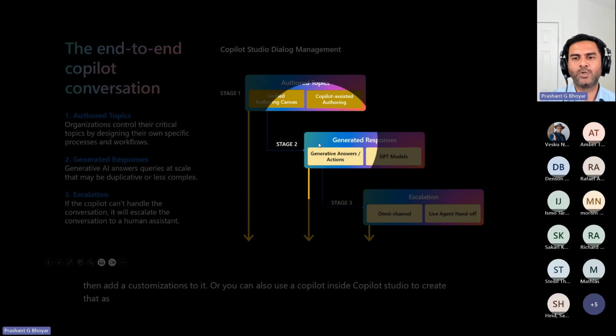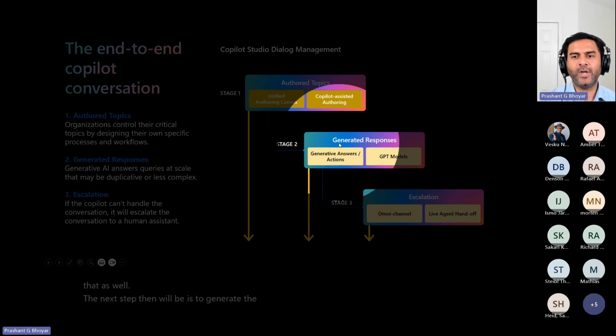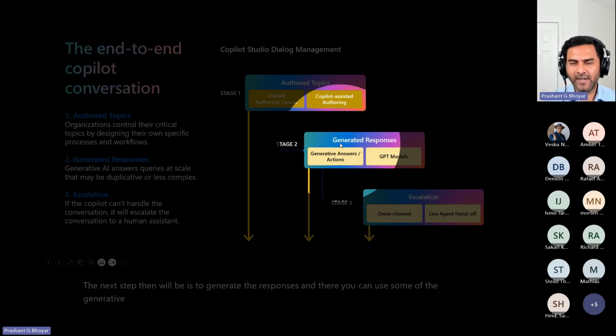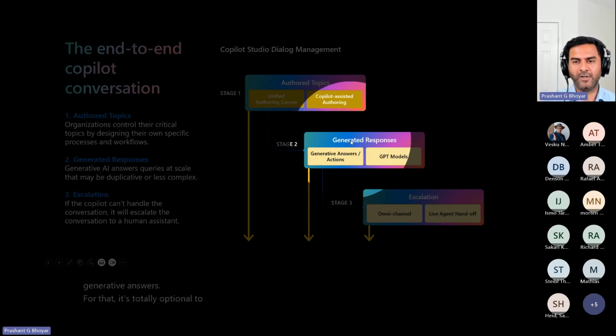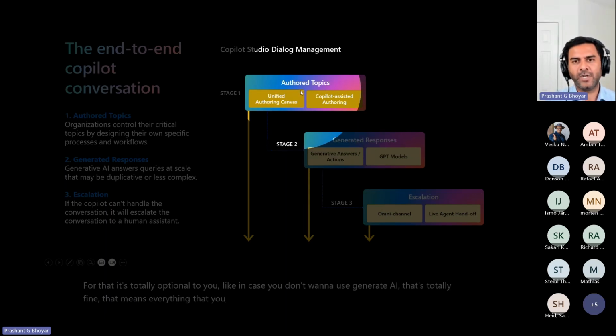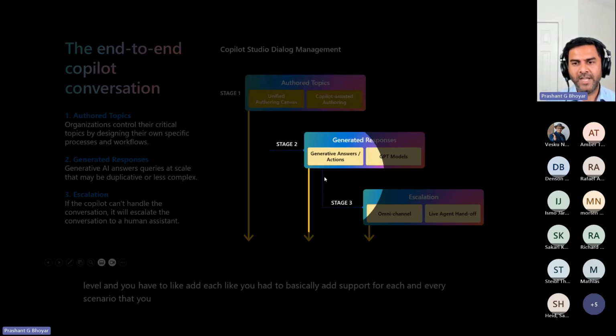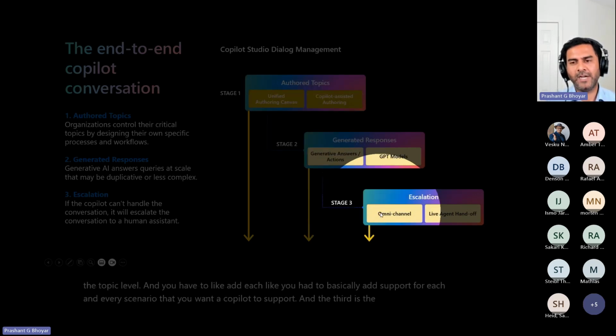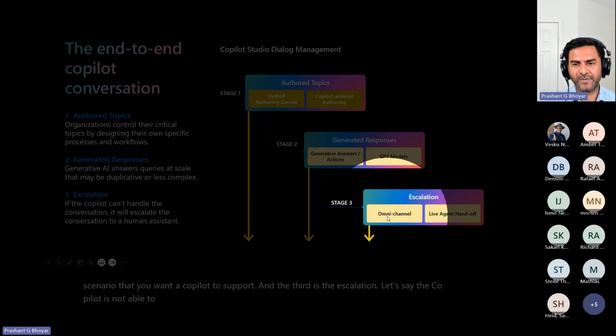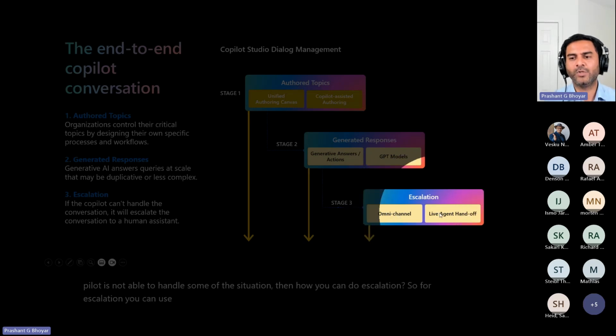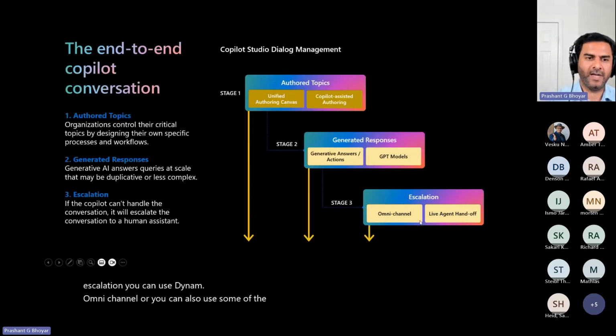The next step is to generate the responses, and there you can use some of the generative answers. That's totally optional. In case you don't want to use generative AI, that's totally fine. That means that the entire business logic should be handled at the topic level, and you have to add support for each and every scenario that you want the Copilot to support. And the third is escalation. Let's say the Copilot is not able to handle some situation, then how can you do escalation? For escalation, you can use Dynamics Omnichannel, or you can also use some of the popular live agent handoff options as well.